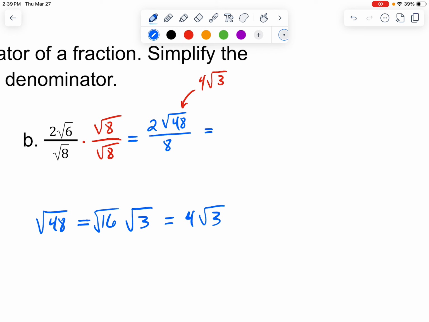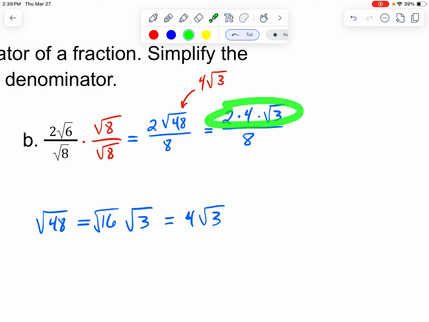So this becomes 2 times 4 times the square root of 3 over 8. Because again, this is all just multiplication. This was 2 times the square root of 48. The square root of 48 is 4 times the square root of 3. So it's just this string of multiplication. 2 times 4 is 8. So we have 8 times the square root of 3 over 8.